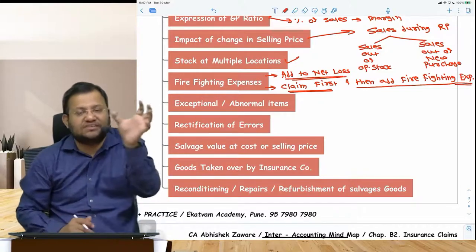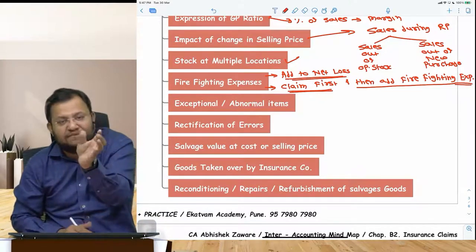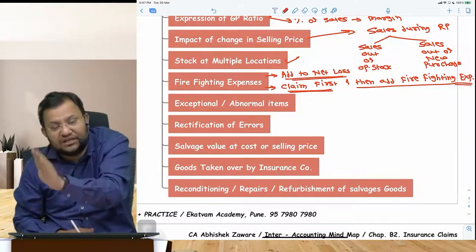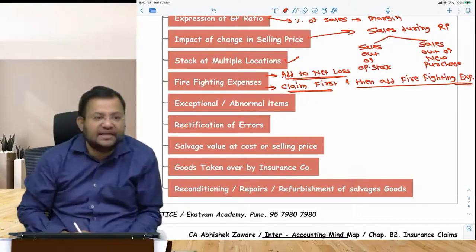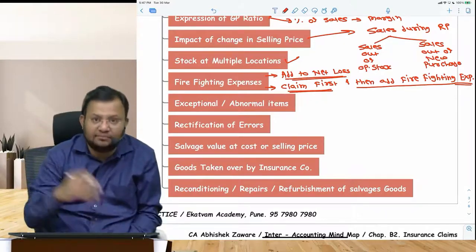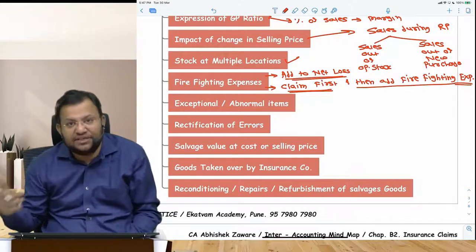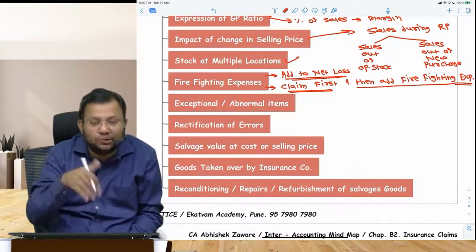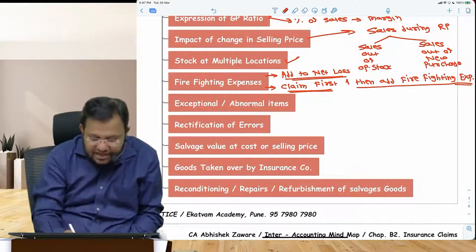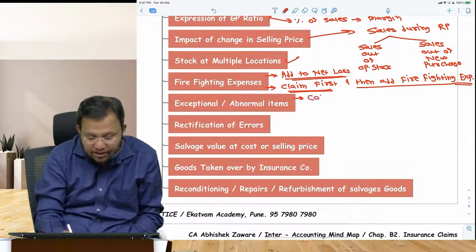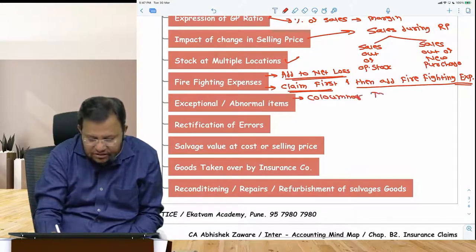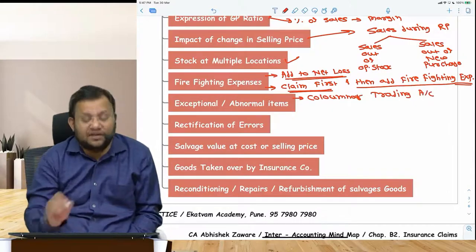Though I personally find the first method to be logical. Net loss is equal to stock in the godown at the time of fire minus salvage value plus firefighting expenses. That is method 1, but there does exist another treatment also. So you should write a note about another treatment. Whenever there are exceptional or abnormal items, you should prepare a columnar trading account. What are exceptional items? Items having different profit margin.